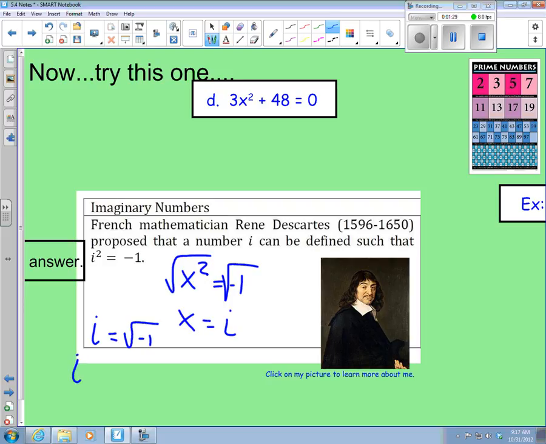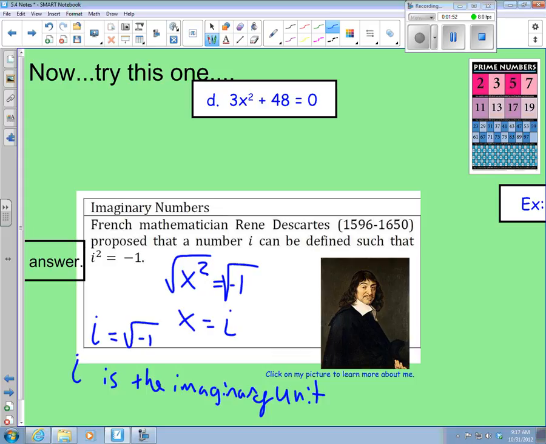So i is what we call the imaginary unit. It's used a lot in electronics when you get into electrical engineering, things like that. They use the imaginary unit. And it's used for a couple other things also. So there's uses for it.